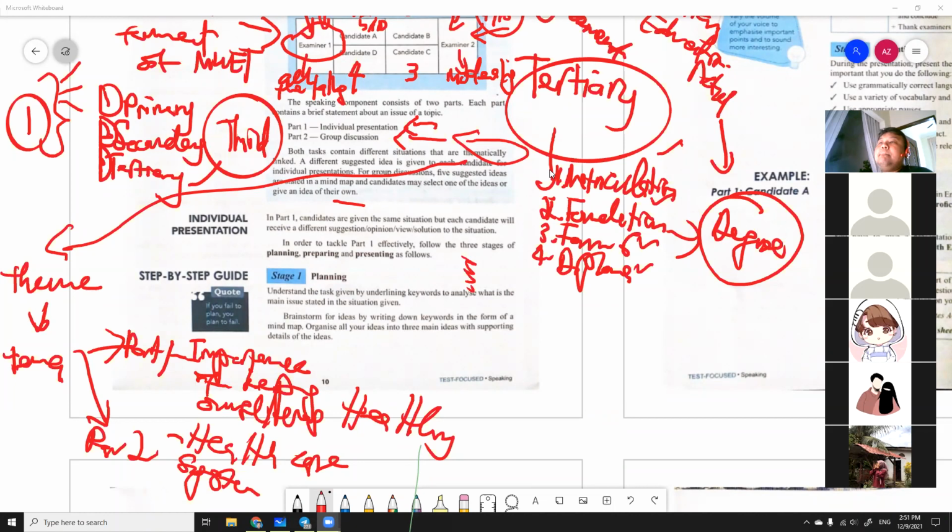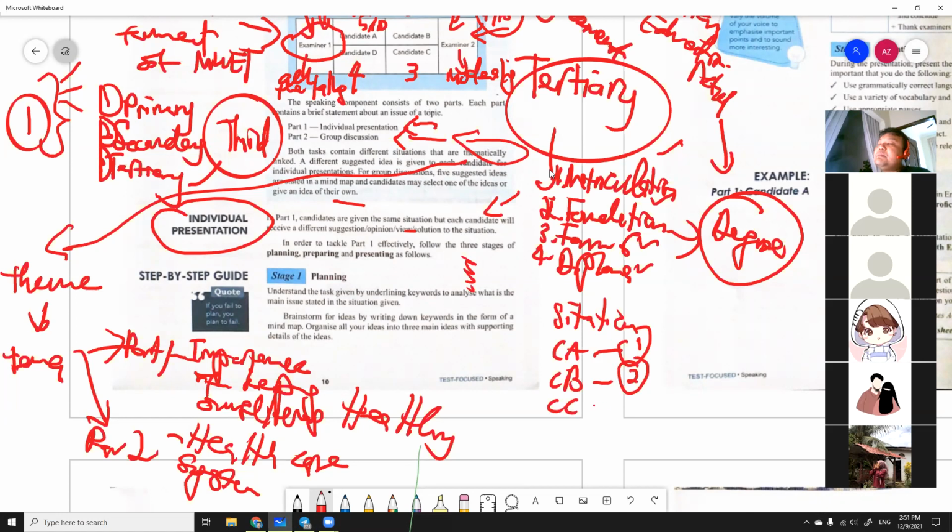Now, for the individual presentation, you are given the same situation, but each candidate will receive a different suggestion, opinion, view, or solution. Even though you will be given the same situation, candidate A will be talking from one point of view, candidate B from another point of view, candidate C from another, and candidate D from yet another.